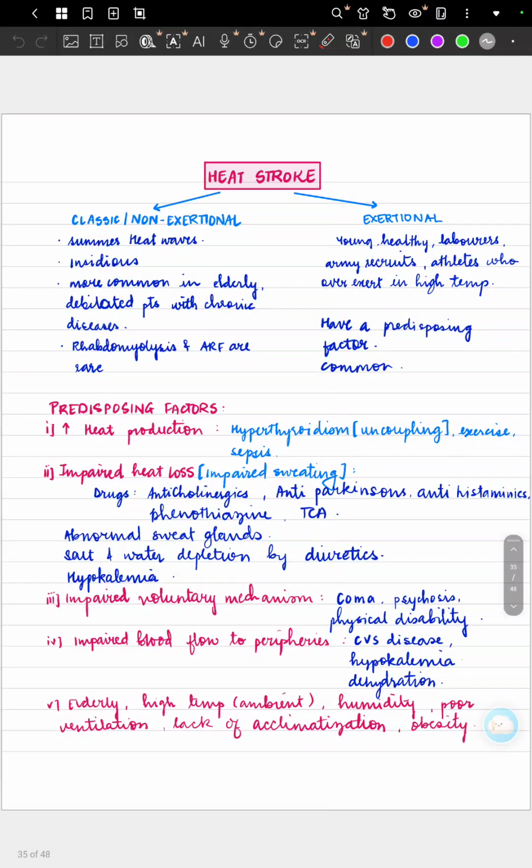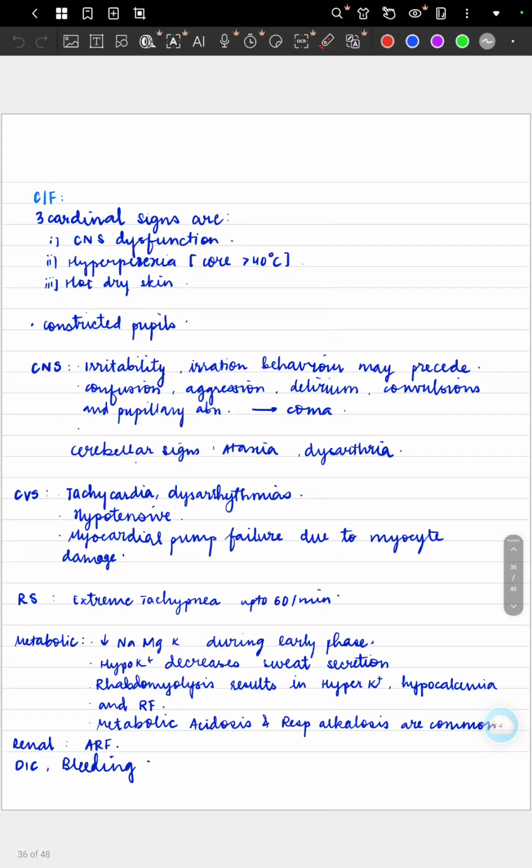Then impaired voluntary mechanism, as in coma, psychosis or physical disability. Impaired blood flow to the peripheries is seen in cardiovascular disease, peripheral arterial disease, hypokalemia, dehydration, and elderly patients. Also humidity, poor ventilation, lack of acclimatization, and obesity. So these are other predisposing factors or risk factors for heat stroke.